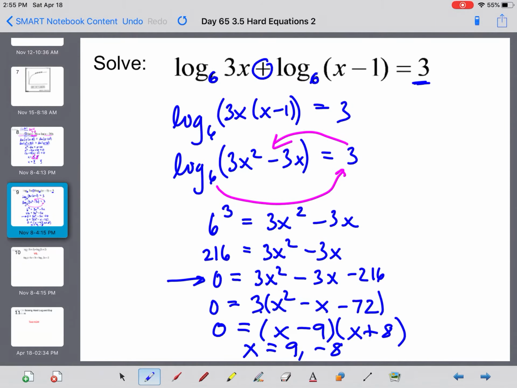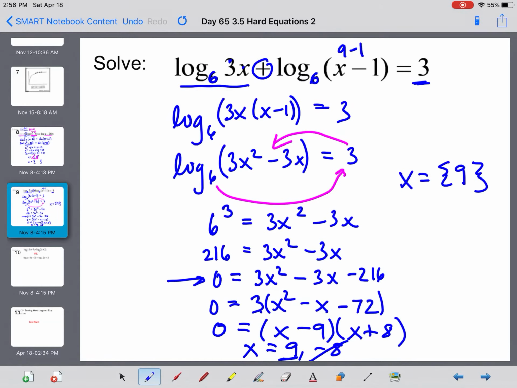Just like the last one, I do have to go back up and check. So let's check 9 first. If I plug 9 back in, 3 times 9 is 27. I can totally take log base 6 of 27. If I plug in positive 9 over here, 9 minus 1 is 8. So log base 6 of 8 is definitely a number as well. So 9 checks out. Now let's try negative 8. If I plug negative 8 into the first one, right away 3 times negative 8 gives me a negative number, and I can't take the log of a negative number. So negative 8 gets the boot, and then my only solution would be positive 9.